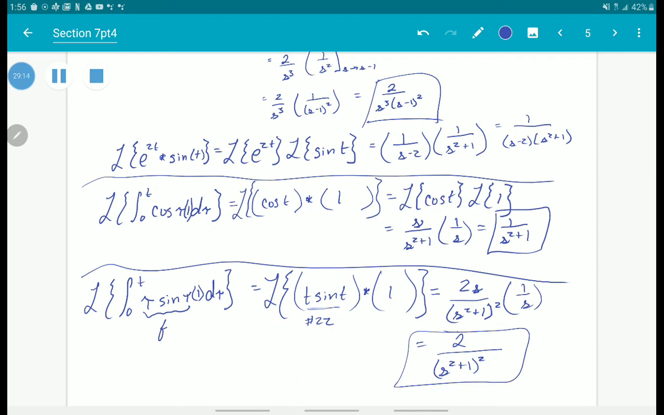What I really want you to get out of this is what a convolution is, what that definition looks like, and how to apply that definition for a convolution.